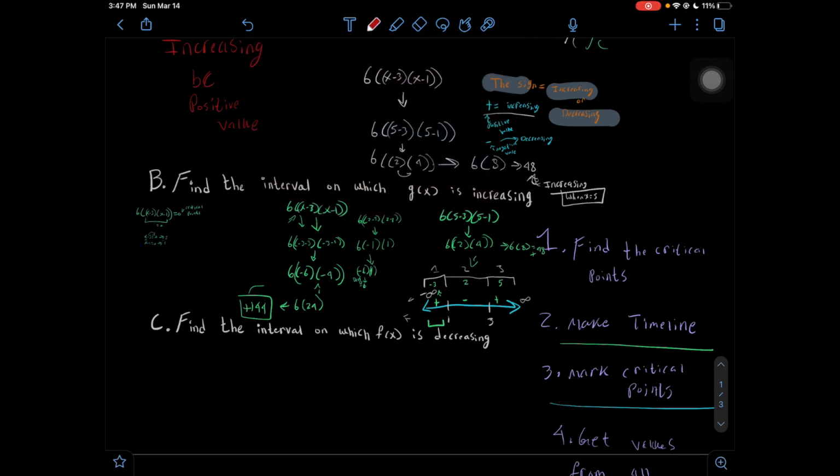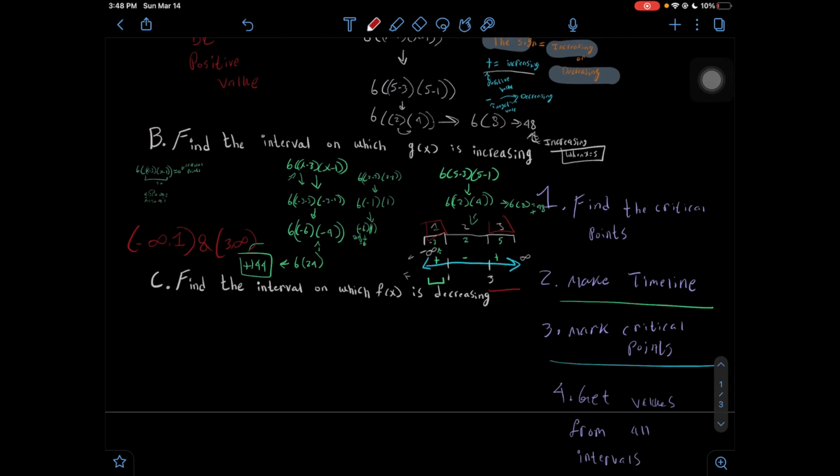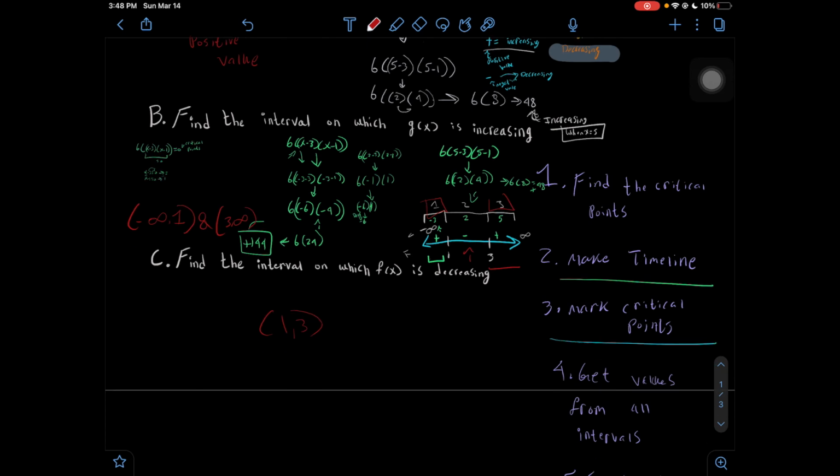So our answer to B is increasing from interval 1 and interval 3. Interval 1 is from negative infinity to 1, so we know that it is increasing from negative infinity to 1. And it's increasing from interval 3, which is 3 to infinity. Now we also know our answer to C, because we know that it is decreasing from interval 2, which is from 1 to 3. So we can just write 1, 2, 3. And that's all the work we need to show for B and C.